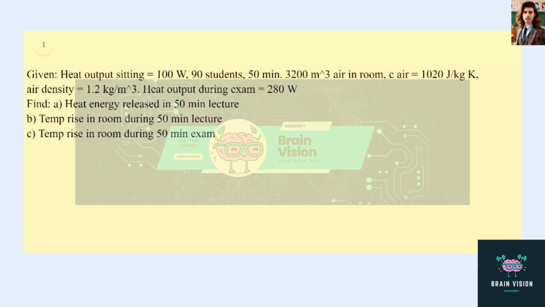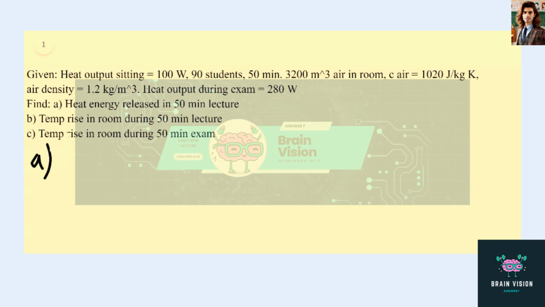Let's start with A, heat energy released in a 50-minute lecture. So this part's very straightforward. We're given a basic equation. We're given how many students, we're given their heat output, and we're given the time. So that's all we have to do. So time here, 50 minutes, you have to multiply that by 60 to get it into seconds because we're working with watts, which is joules per second.